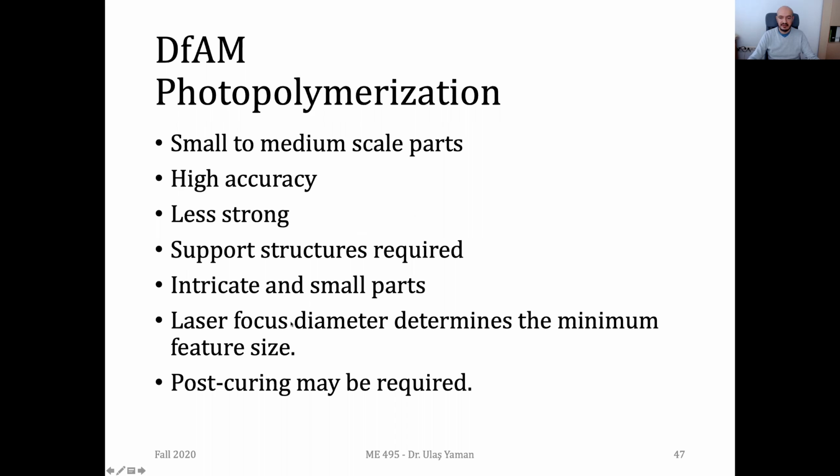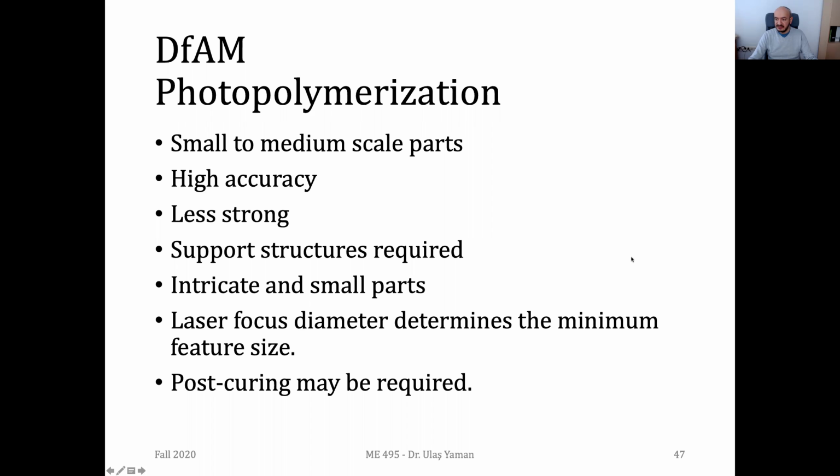And in here, which is somehow similar to the triple F, instead of nozzle diameter, we need to consider the laser focus diameter. It will determine the minimum feature size. So you cannot have shapes, features whose size is less than the diameter of your laser. And as you know, sometimes if the laser is not powerful enough, you need to make some post curing at the end of the process.